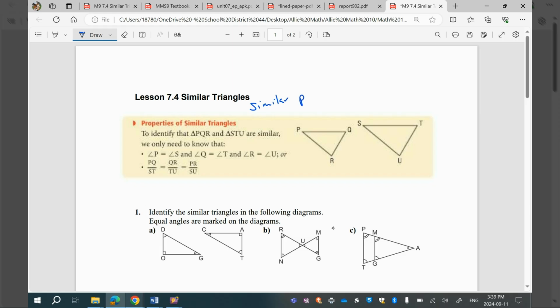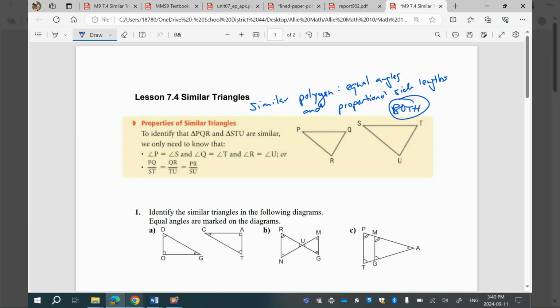similar polygon needs both equal angles and proportional side lengths. So we need both of these to be true.